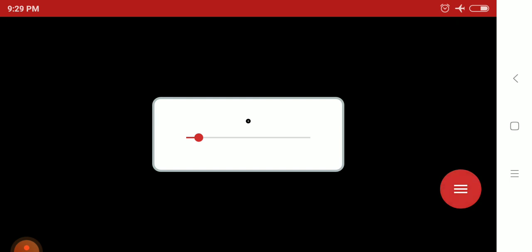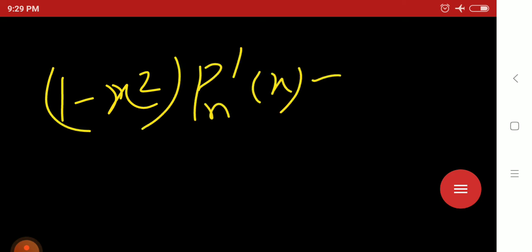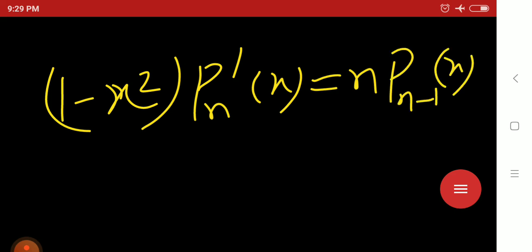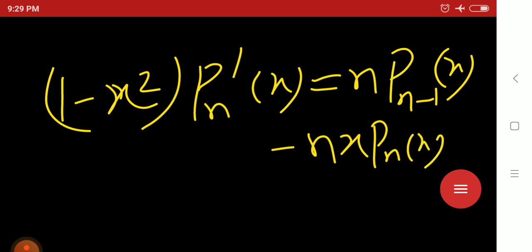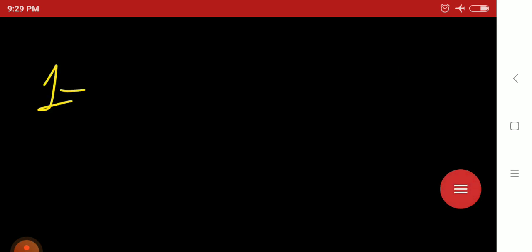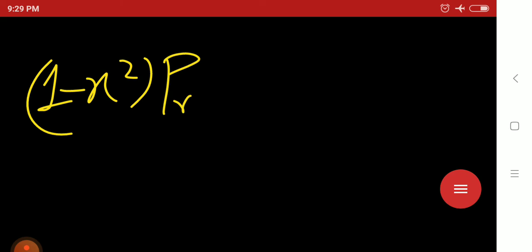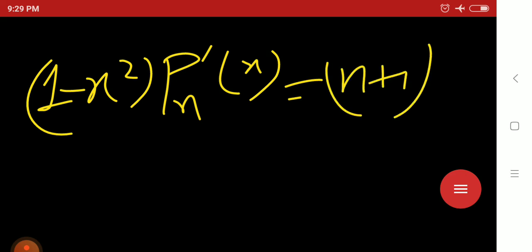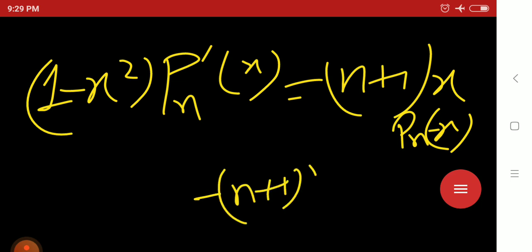Another important formula: (1 minus x square) Pn'(x) equals n P(n-1)(x) minus n x Pn(x). And another important formula I am writing here, you should remember that too. These are properties you have to remember to solve problems related to Legendre polynomial. (1 minus x square) Pn'(x) equals (n+1) x Pn(x) minus (n+1) P(n+1)(x). Prime means the derivative with respect to x.